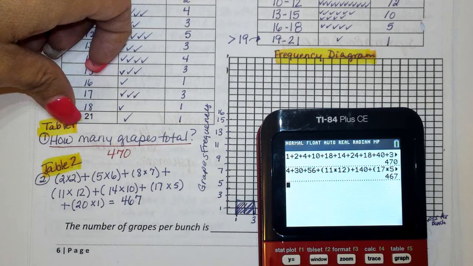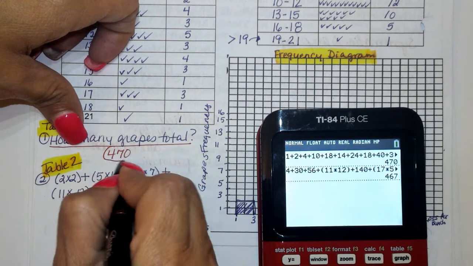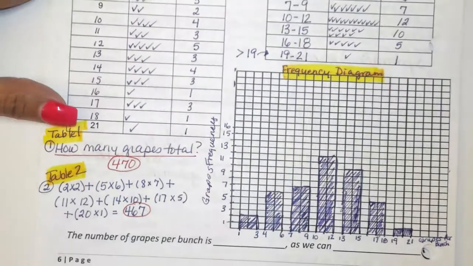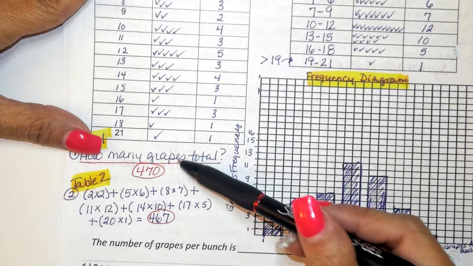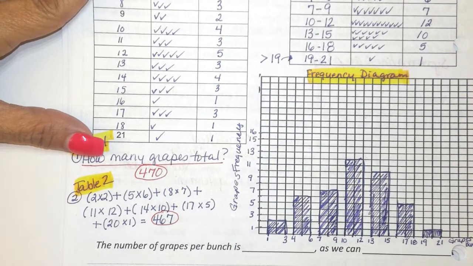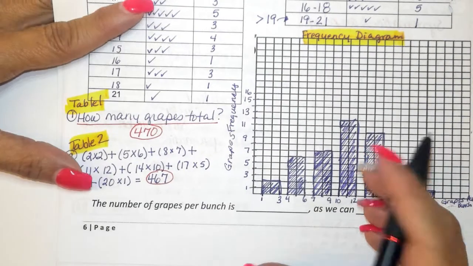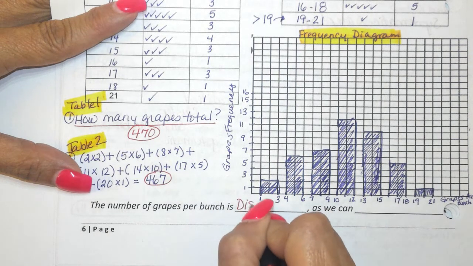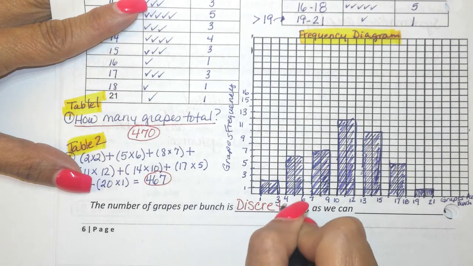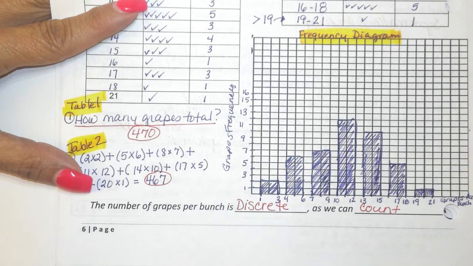Now, are those the same? No, this is 467 and this is 470. But do you see how doing this table, it really didn't disrupt our data at all? It really didn't make that much difference in our data. So the number of grapes per bunch is discrete as we can count the grapes.